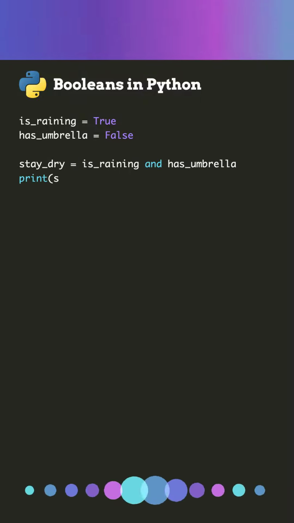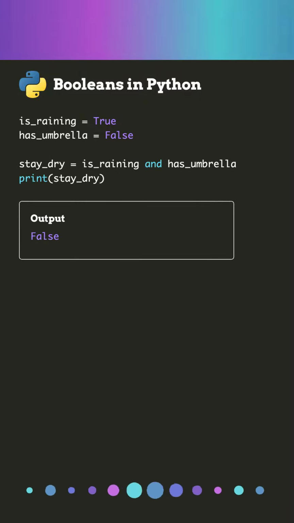Booleans also come into play with logical operators like and, or, and not. They help us combine and manipulate Boolean values. Here we use the and operator to determine if both is raining and has umbrella are true. Since has umbrella is false, stay dry is also false. When using and, true and true produce true, false and false produce false, and true and false produce false.